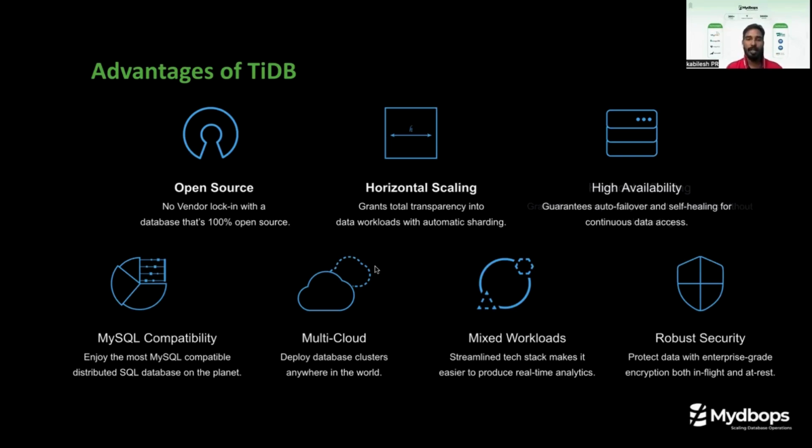This is a multi-cloud platform. That means wherever you have your data or cloud, whether it's Amazon, Google Cloud, or Kubernetes, you can deploy this TiDB cluster anywhere. It supports mixed workloads. That is HTAP, as we discussed, hybrid transactional and analytical processing, both OLTP and OLAP, in a single cluster. And it has robust security. That means it supports enterprise, industry-standard encryption features such as on-disk encryption, in-flight encryption with SSL, and so on.